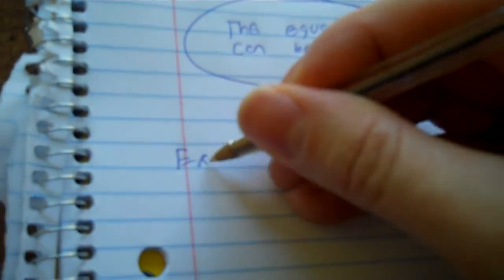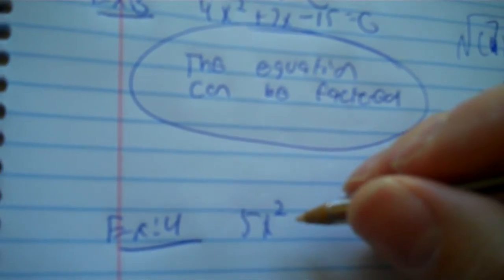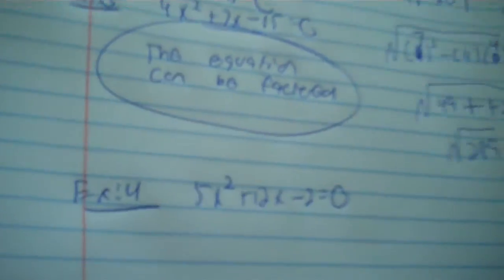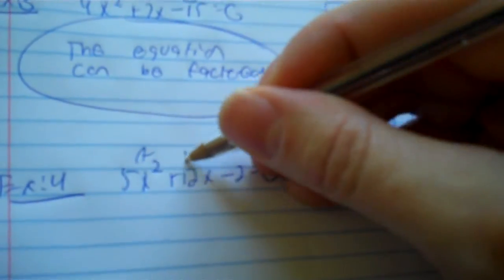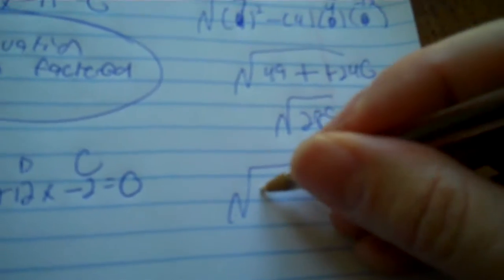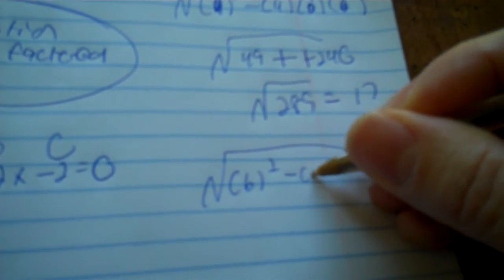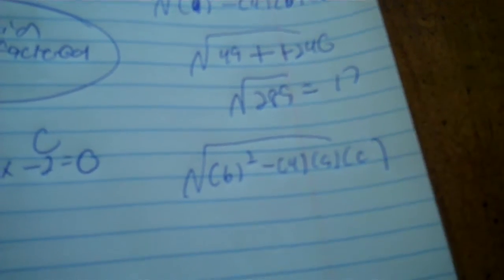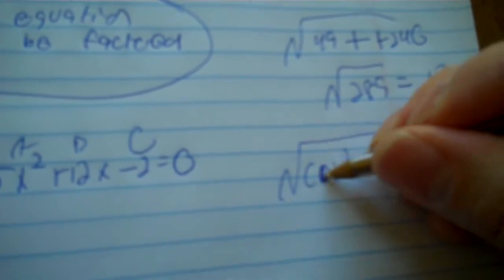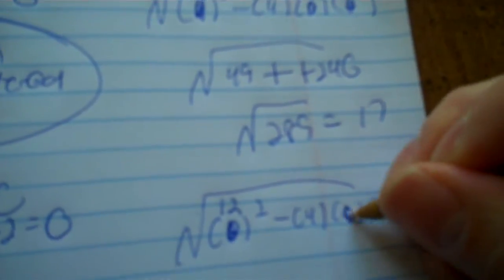Okay, example 4. Really pretty easy if you think about it. 5x to the second plus 12x minus 2 equals 0. Okay, so A, B, and C. B squared minus 4AC. So B is 12, 4A is 5, C is negative 2.